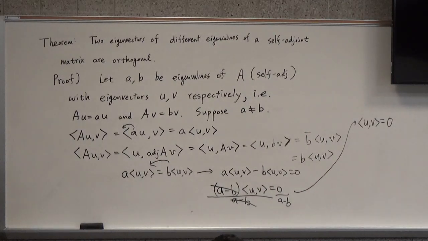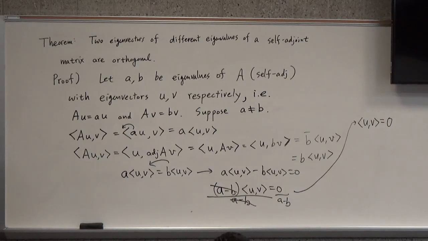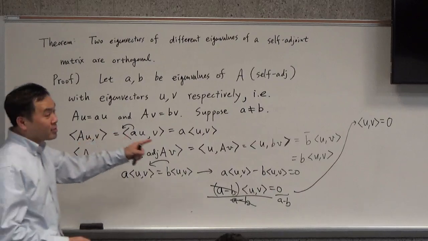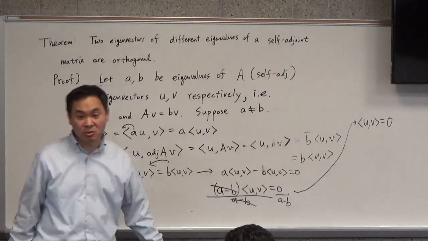Because we proved that they're perpendicular to each other, does that show that a and b are not equal? No. If a and b are not equal to each other, then the eigenvectors are perpendicular to each other.